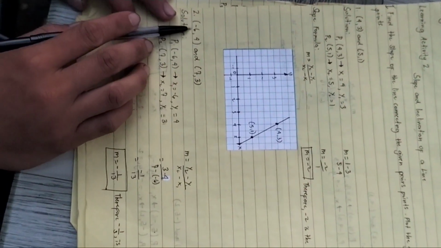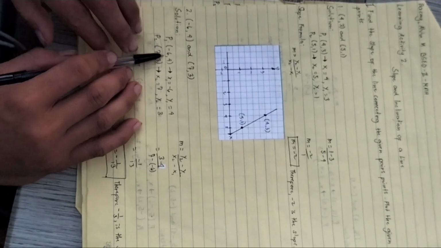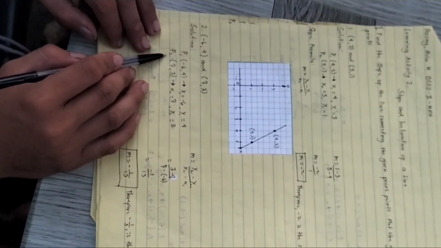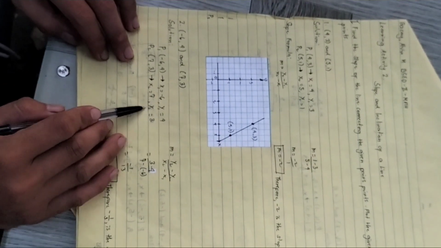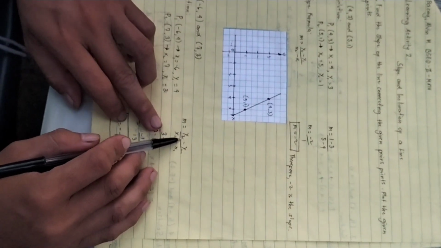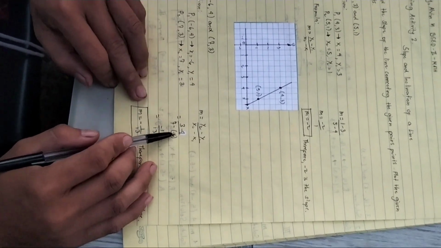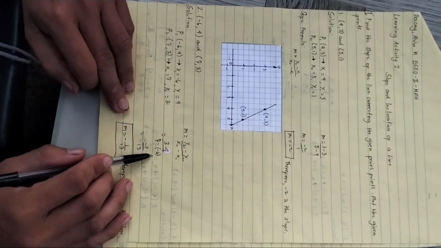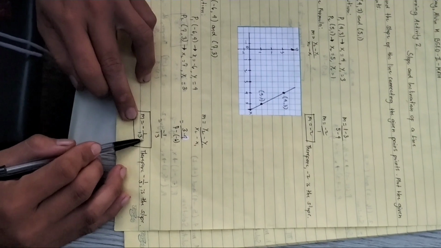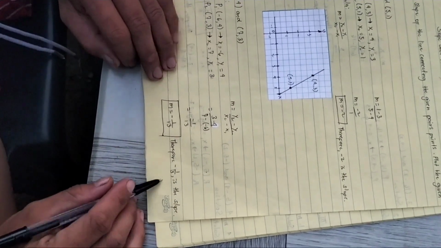And number 2, ordered pairs negative 6, 4 and 7, 3. So, solution. First point, negative 6 and 4, so x sub 1 is negative 6 and our y sub 1 is 4. And second point, 7 and 3, so x sub 2 is 7 and y sub 2 is 3. So, slope formula, y sub 2 minus y sub 1 over x sub 2 minus x sub 1 is equal to 3 minus 4 over 7 minus negative 6, is equal to negative 1 over 13. Therefore, our slope is negative 1 over 13. Therefore, negative 1 over 13 is the slope.